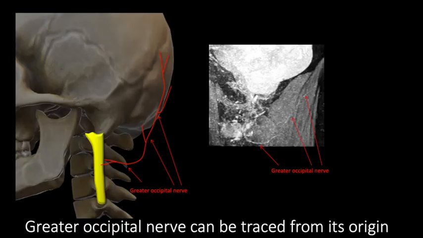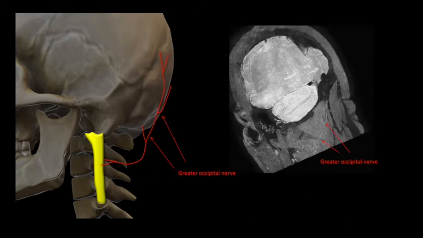So here you can see the greater occipital nerve being traced from its origin from the dorsal ramus of C2 extending along the suboccipital region to supply sensation to the dorsal aspect of the skull and scalp. Here you can see it being traced even further.